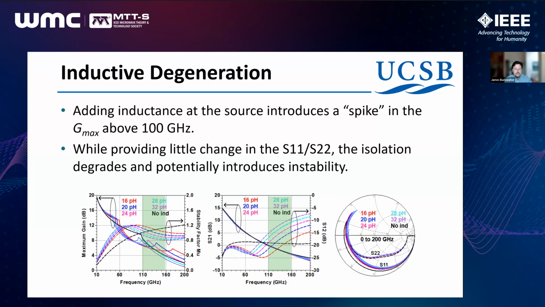It also comes, though, at a cost of some concern about stability. And so with inductive degeneration here, if you look at the S12 of the device, as you're adding that 16, that 20, that 24 picohenries, the S12 starts to increase as well in the band of interest. And so that lends to a basic trade space in instability. We start to see our device becoming more conditionally stable as we're adding this inductive degeneration. There's very little impact, though, on how the S11 or S22 might behave under those conditions.